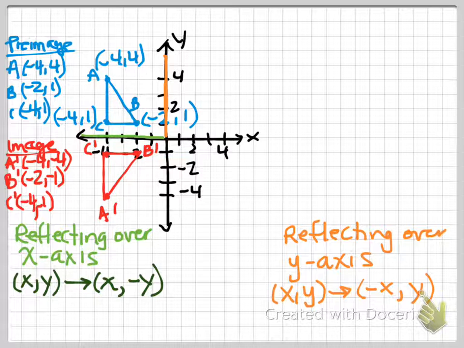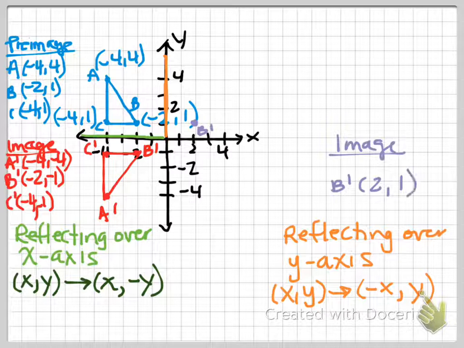Okay, so what we're going to do is count again. If you notice, B is 2 to the left of our line of reflection, so our B prime would have to be 2 to the right. So there's going to be B prime. And I'm going to write down the coordinates of the image. So I've got B prime is going to be at 2, 1.